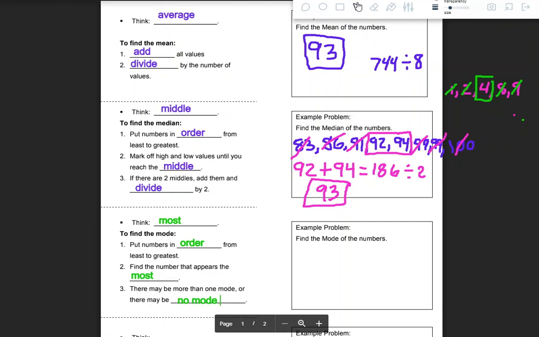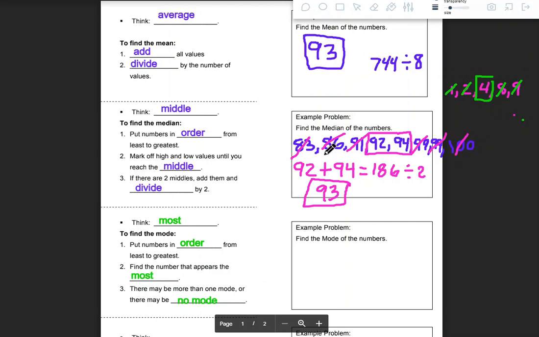Okay, so when you think mode, I want you to think most. Most, okay? So it's the number that shows up the most. So if you put the numbers in order from least to greatest, which we just did up here, you find the number that appears the most. There may be more than one mode, or there could be no modes. If everything only shows up once, then nothing shows up the most, right? So there's no mode.